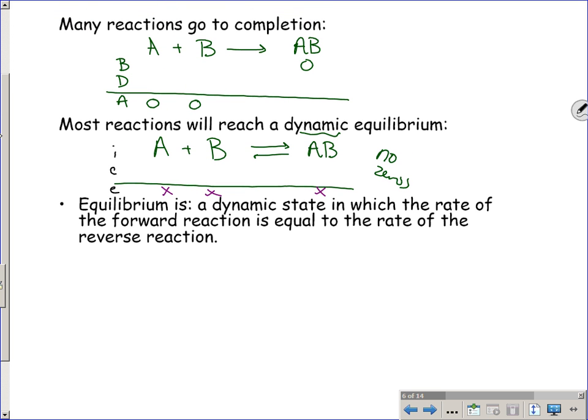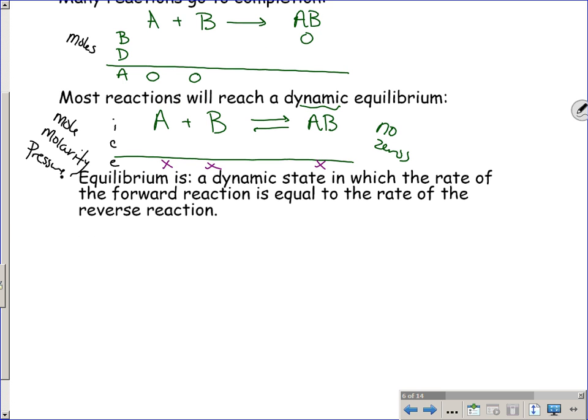So the difference is here we only use moles. Here we can use moles or molarity. And you'll see when we start talking about the law of mass action why we can put molar concentrations. We could also use pressure here. I don't know that we'll get into that, but we can use pressure here.